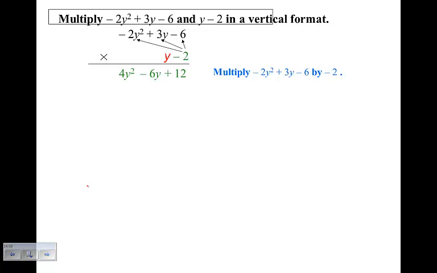Now, because we did that with the negative 2, our next step is going to be multiplying by y. Because again, we have to distribute each of these two terms up here, each of these two terms into everything.